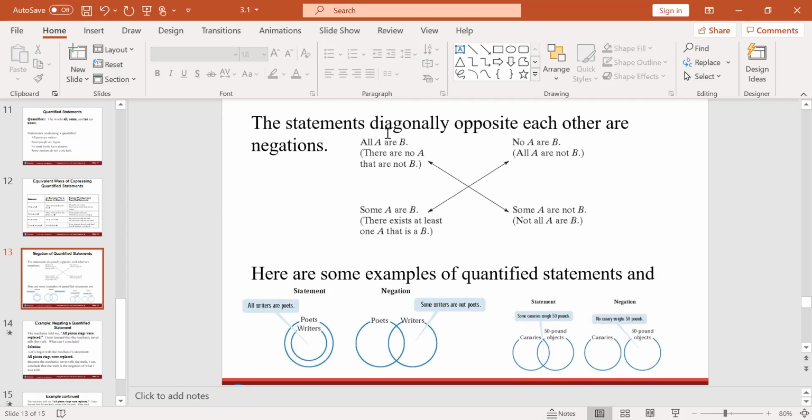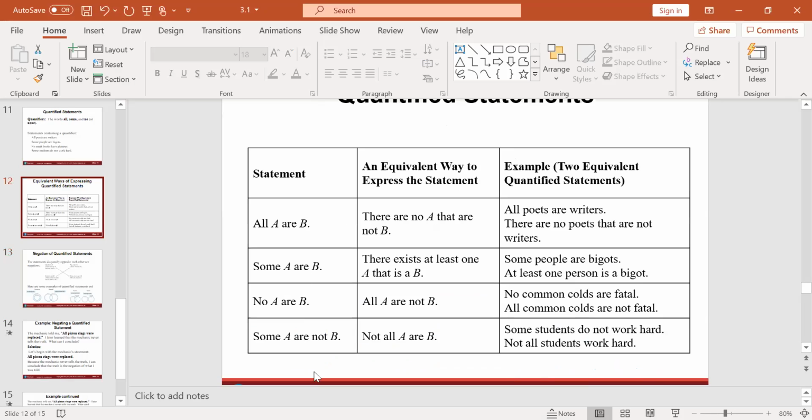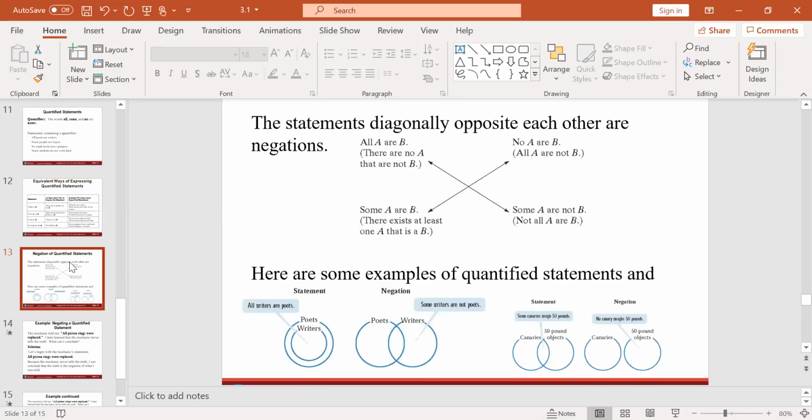Okay, so now we have the four basic statements, all A are B, some A are B, etc. We have the four basic statements. We have an equivalent way of expressing those same statements. What we're going to find is that these four basic statements already have their negations implanted there. The statement all A are B, let's put on our thinking caps.